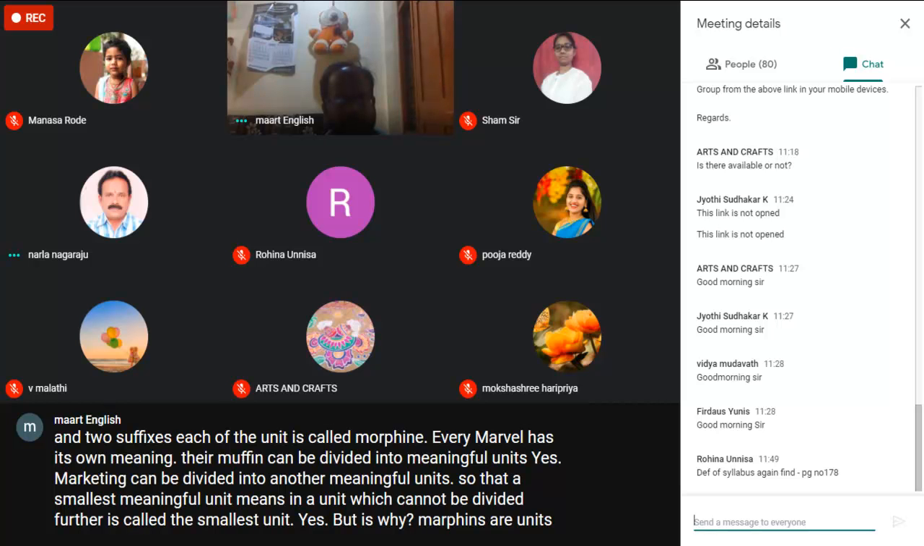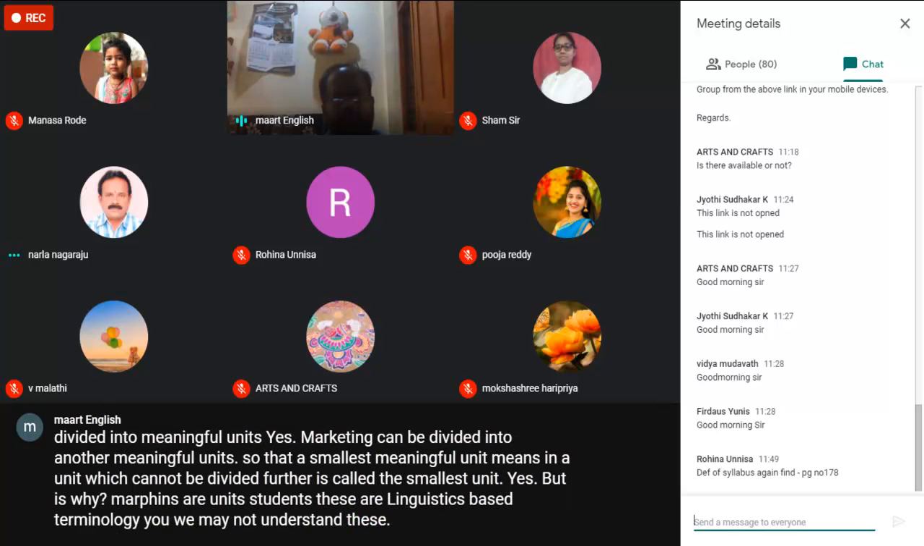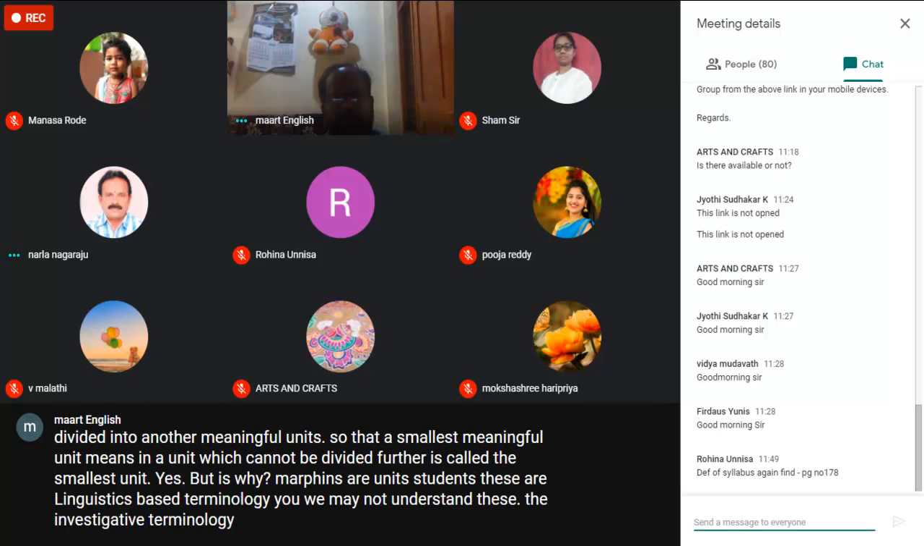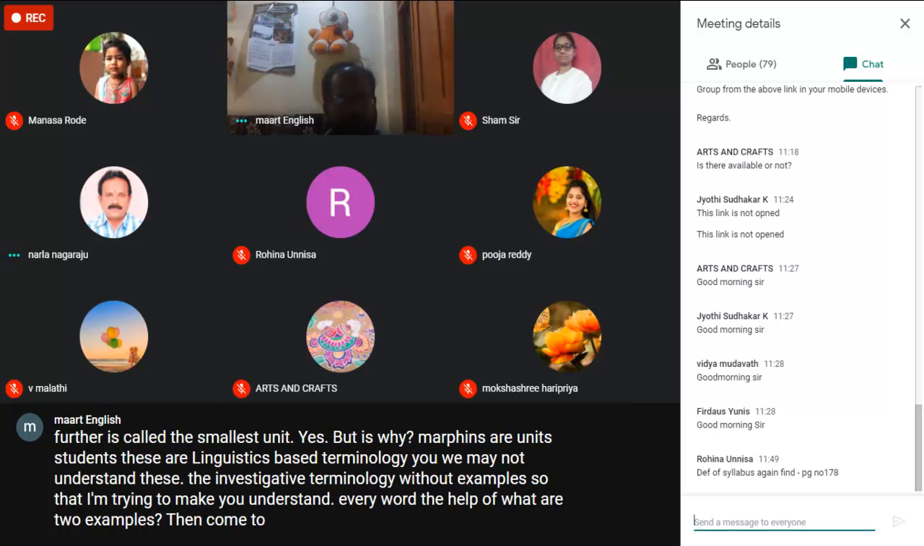Yes. Students, these are linguistics-based terminology. We may not understand this linguistic terminology without examples. So I am trying to make you understand every word with the help of 1 or 2 examples. Then come to the second aspect, morphemes and phonemes.